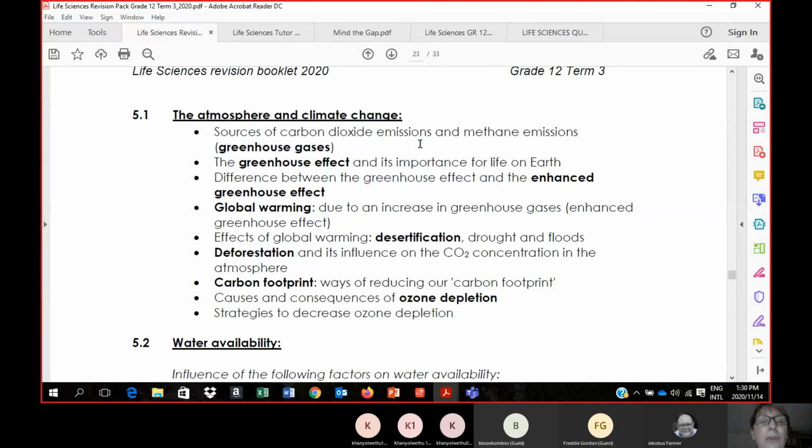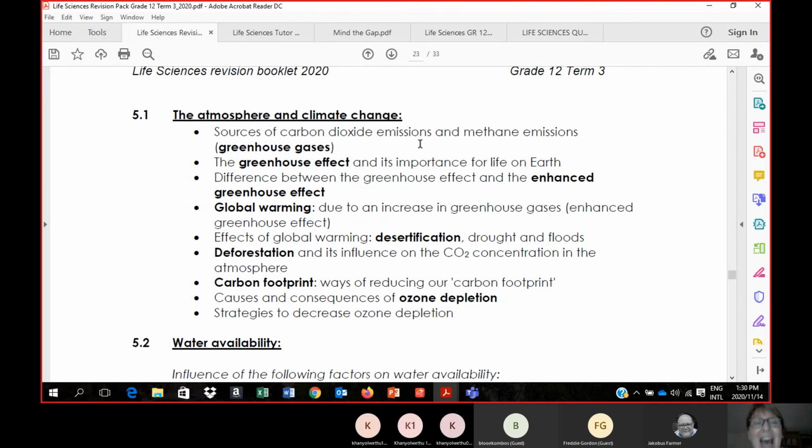So I want you to learn the definitions very, very well, and then to go through it, make sure you understand it, and then to try and work through as many examples as you can on human impact.